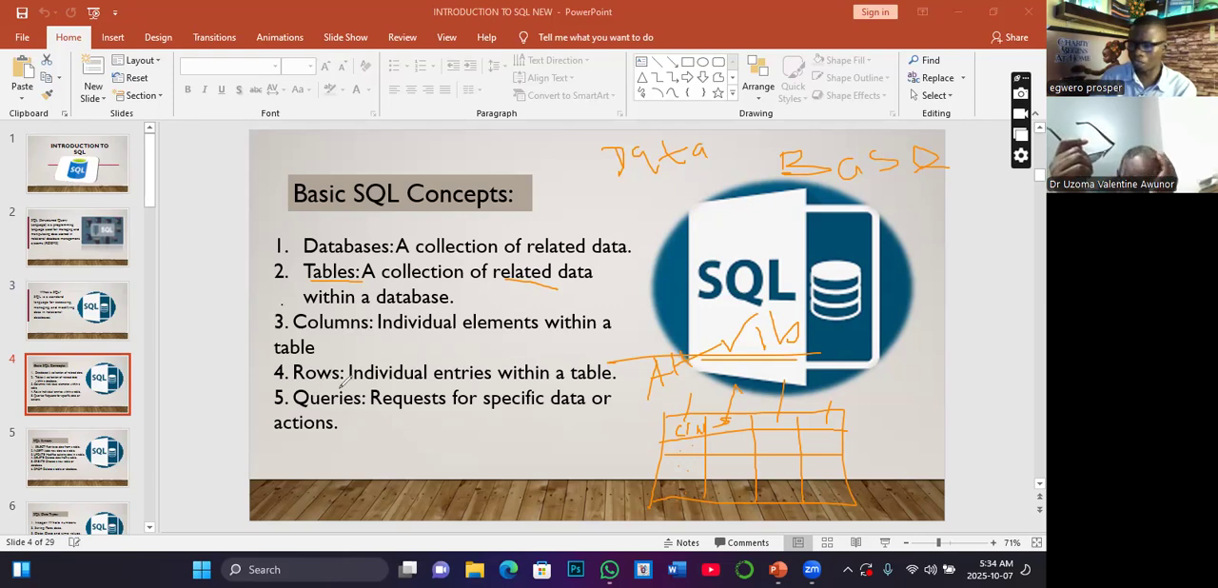Now, the next keyword we must understand, as much as we speak SQL, is rows.